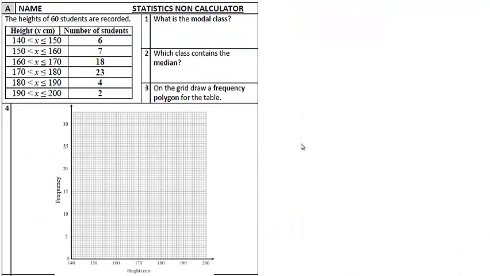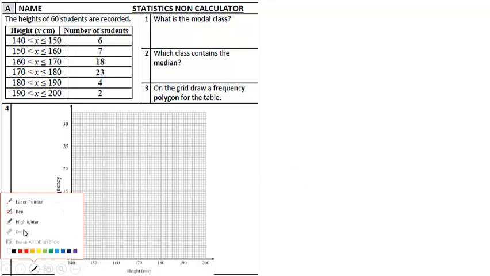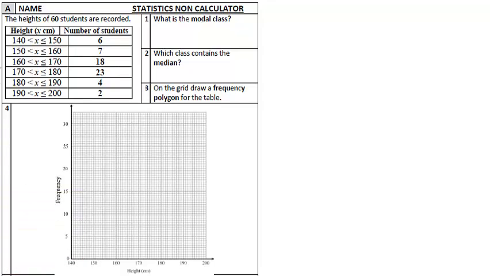So let's look at the first four questions. Here they are. They all focus on that frequency table. Read the question carefully. The heights of 60 students are recorded. Now, as you're reading through these questions, you need to make sure you annotate and you highlight the information you've been given. So in this case, we've been told that 60 students are recorded. So I know straight away that this here is going to add up to 60. Okay, so I can write that in.